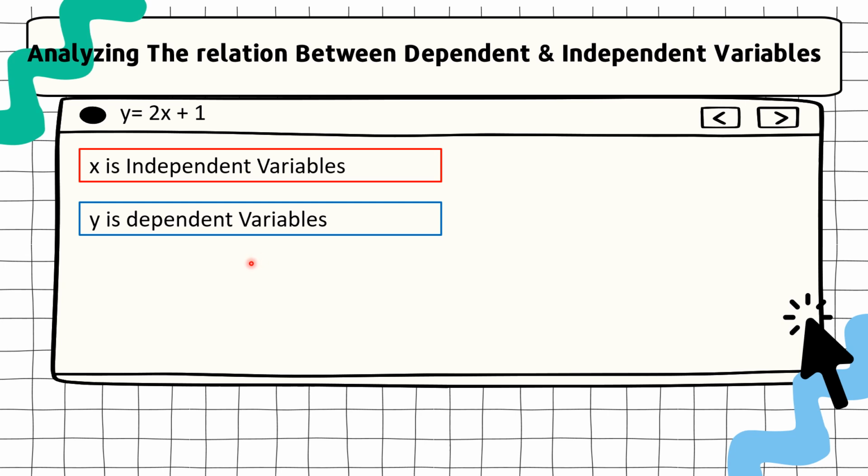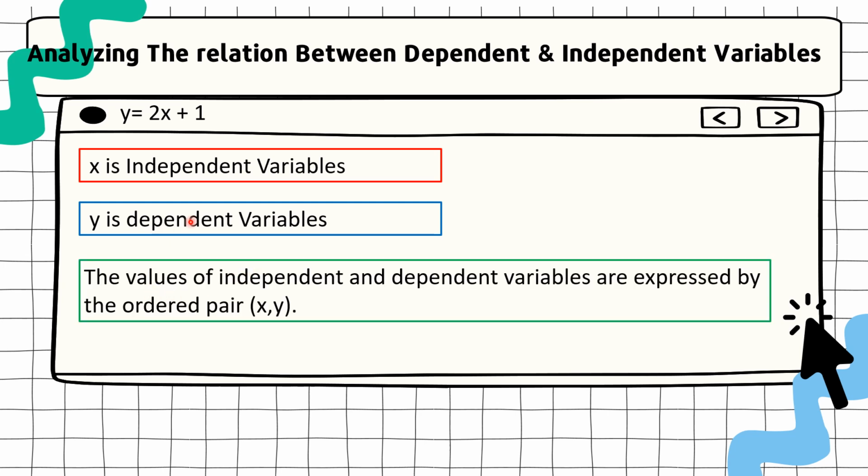Okay, so in substitution, the values of the independent and dependent variables are expressed by the ordered pair x and y. When I substitute in this equation the value of x, I will have an output of the value of y. We will represent the value of x and the value of y in an ordered pair called x and y. Let's have more clarification.